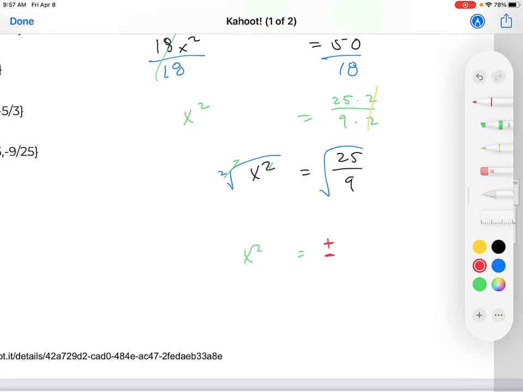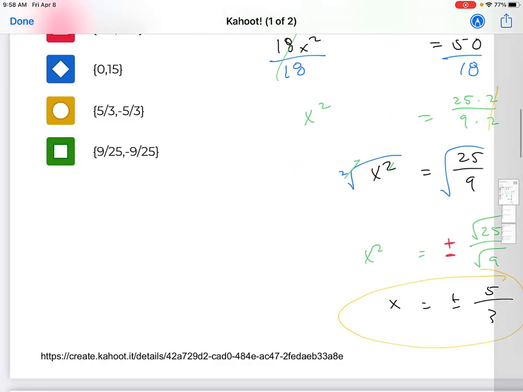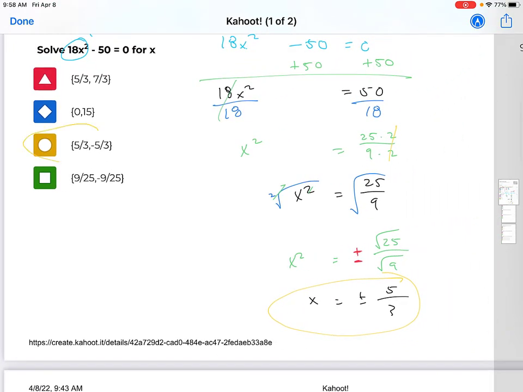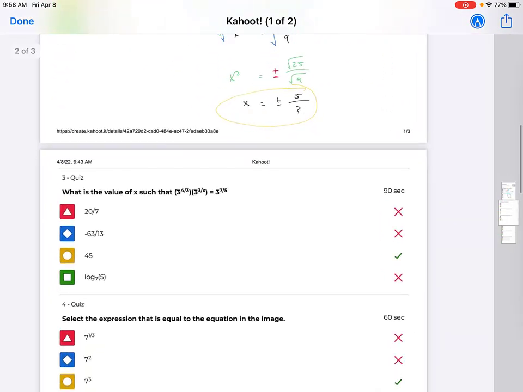When we take the square root of both sides, you have to do a plus or minus the square root of 25 over the square root of 9. Two identical numbers that multiply to be 25 are 5, and two identical numbers that multiply to be 9 are 3. So our answers are x equals positive 5/3 and x equals negative 5/3. And that would be the circle there, and you can see the green check mark.